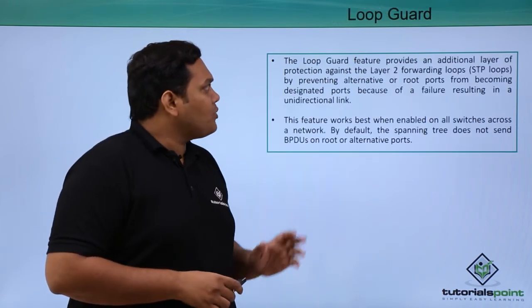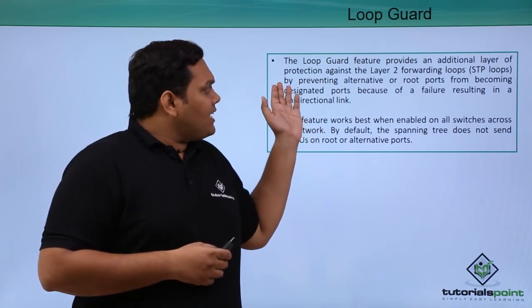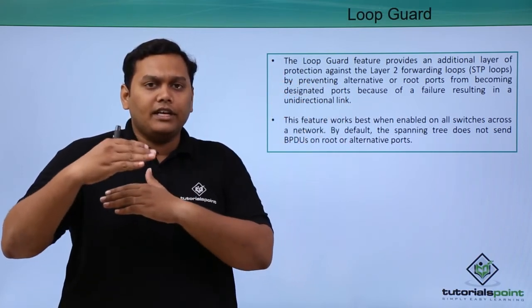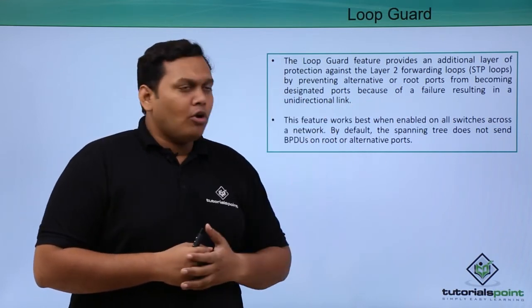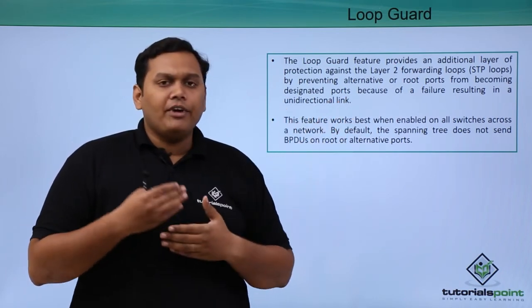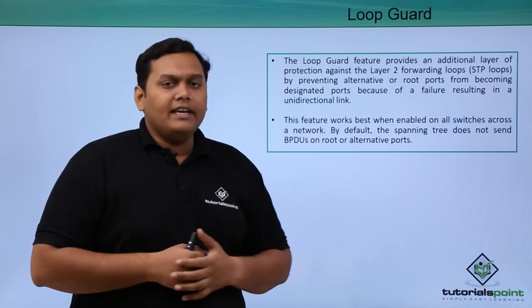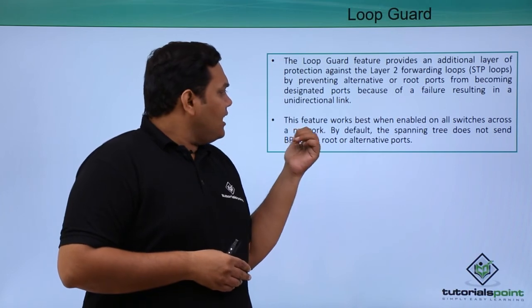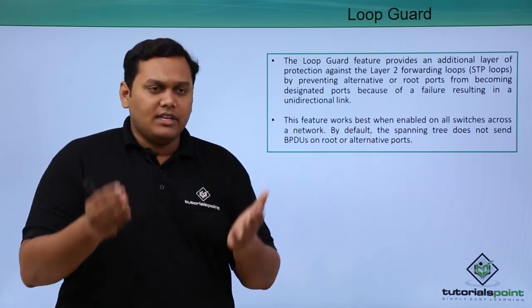Coming to the last one, loop guard. The loop guard feature provides an additional layer of protection against forwarding loops on layer 2 devices by preventing alternate or root ports from becoming designated ports because of a failure resulting in a unidirectional link. This feature works best when enabled on all switches across the network.